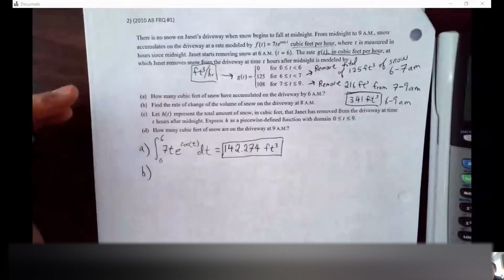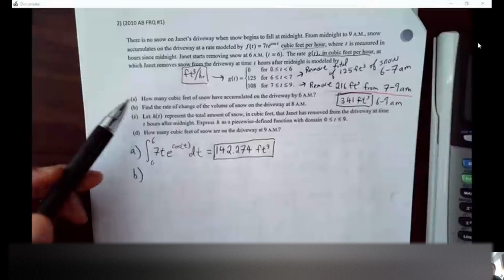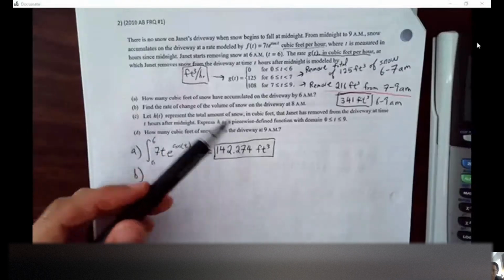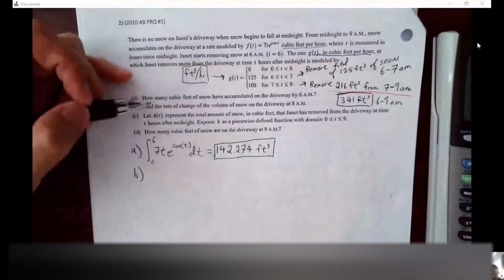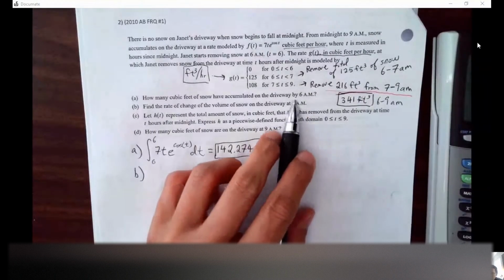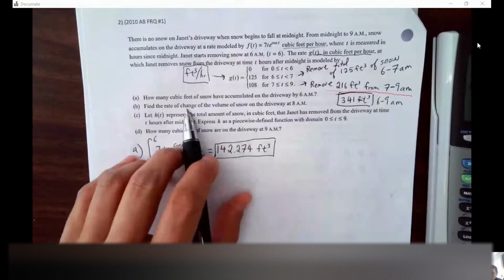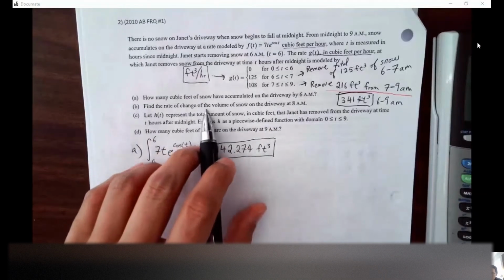All right, part B. Part B says find the rate of change of the volume of snow on the driveway at 8 a.m. So what we're going to do is figure out the rate of snow falling versus the rate being removed, right? And whichever has the higher rate, we're going to know whether there's more snow accumulating at that moment or whether the volume of snow is decreasing on the driveway.